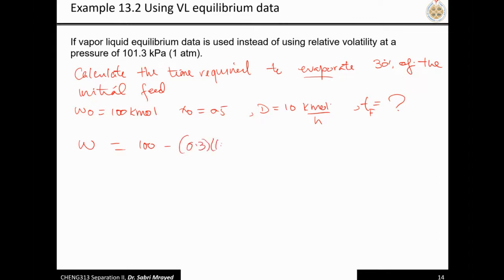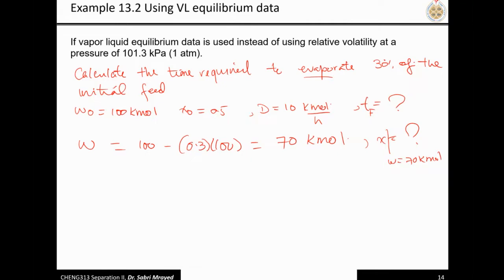So it's going to be 70 kilomole. So now I have W, but I don't know X here. What X? We don't know. X at W equal to 70 kilomole is not given. But I still have the same governing equation that I will be using, which is this one.